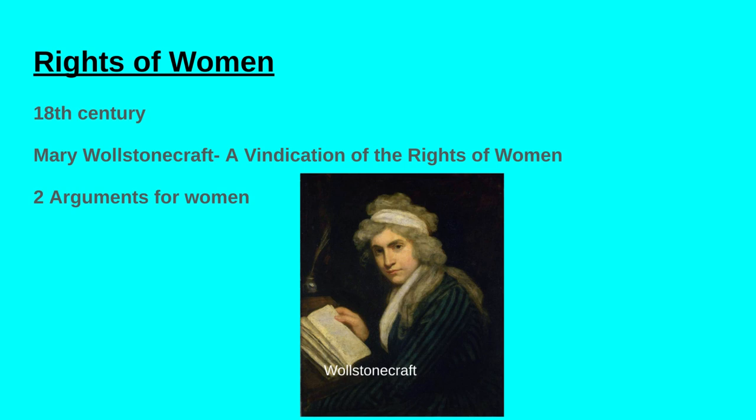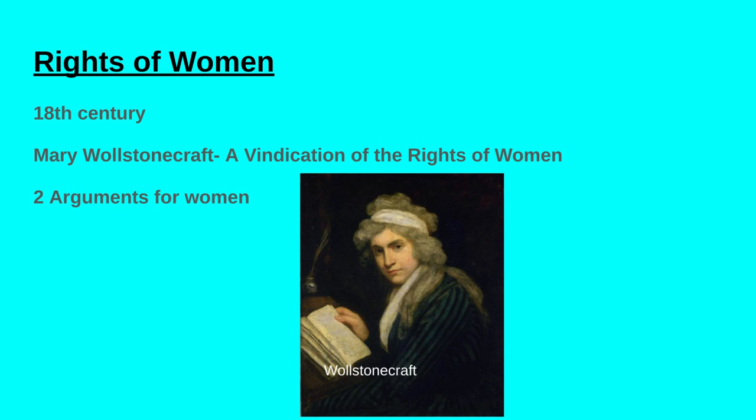She's going to argue that a government based on the arbitrary power of monarchs was wrong, and the argument against monarchs is going to come out during this period. A monarch, in case you do not know, is a king or queen. Then she's going to say the power of men over women was equally wrong.